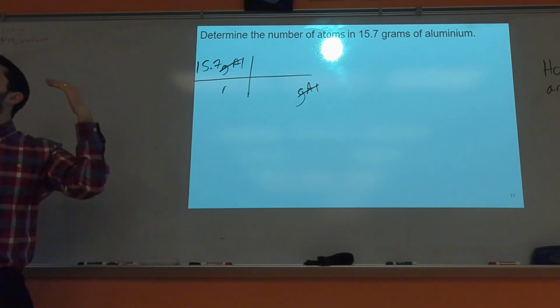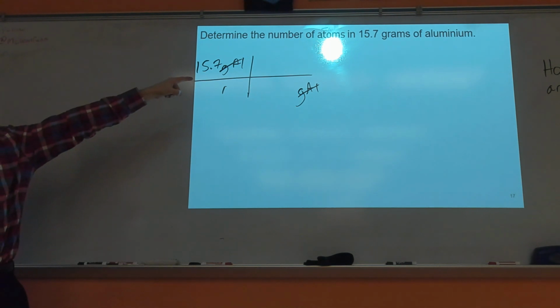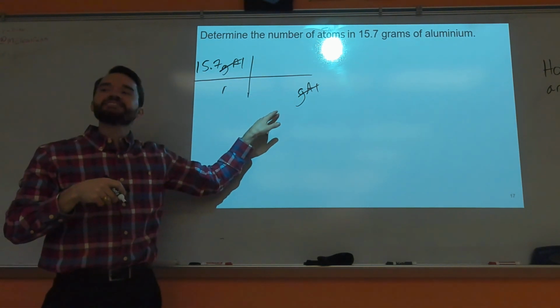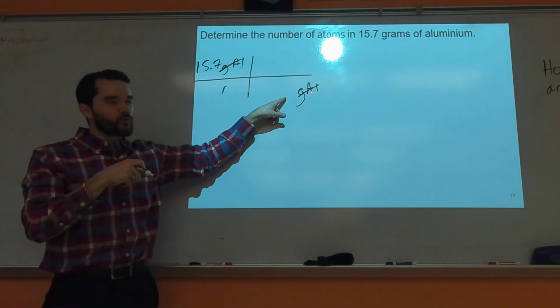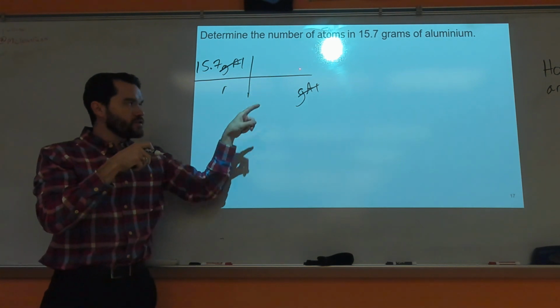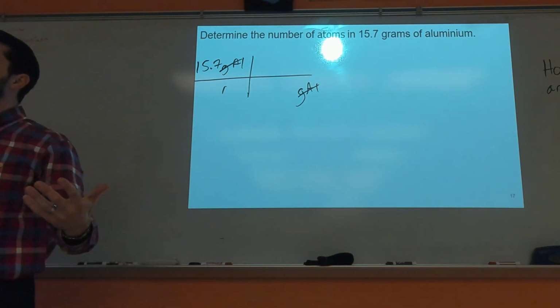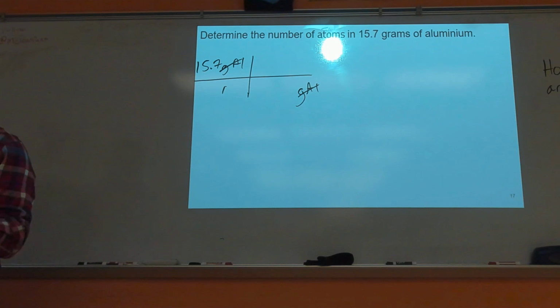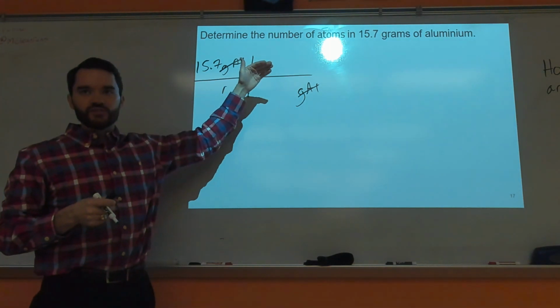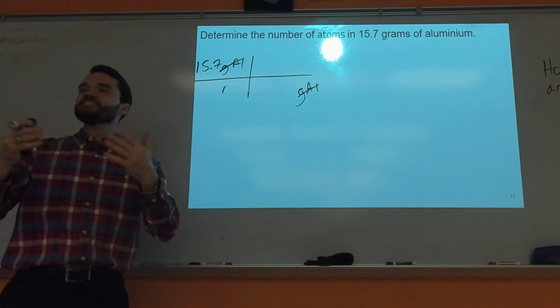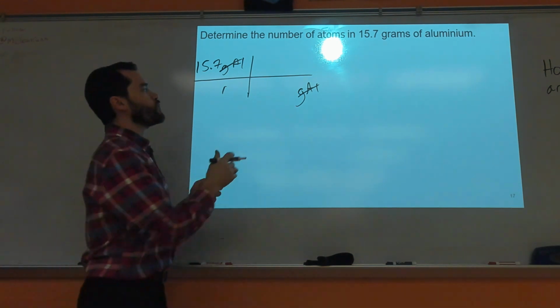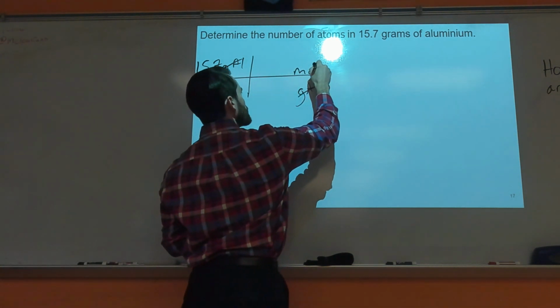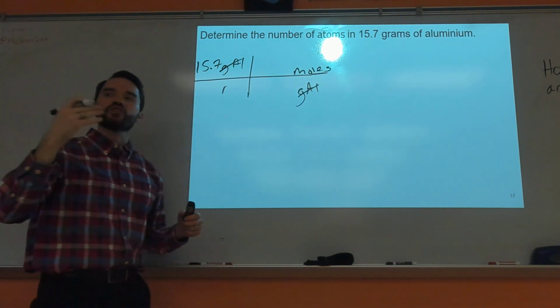Now, we're trying to find atoms of aluminum. But again, I'm going to say it again. You can't go from grams of aluminum to atoms of aluminum. I don't care how badly you want that to happen. It just can't happen. There's no way to convert between those two things because every element has a different mass amount. That's why moles exist. We go to moles so that we can then go to grams.